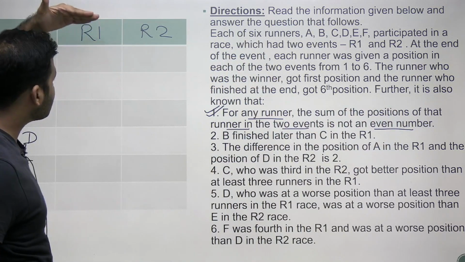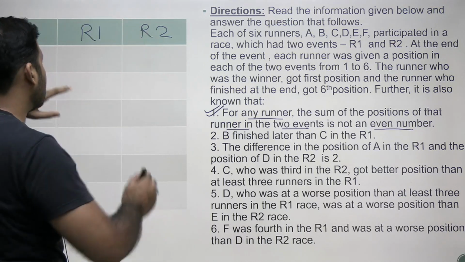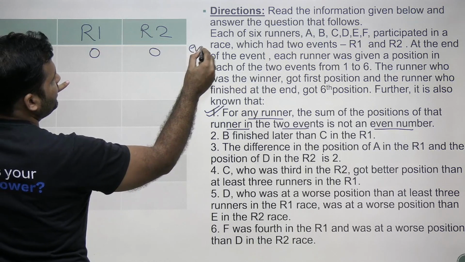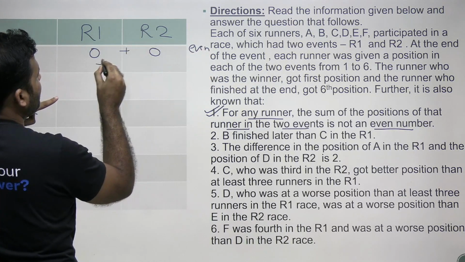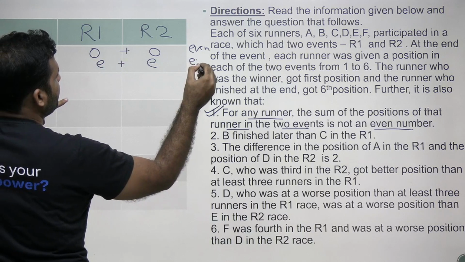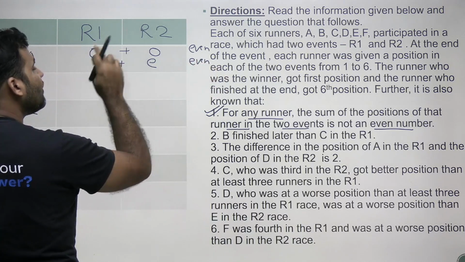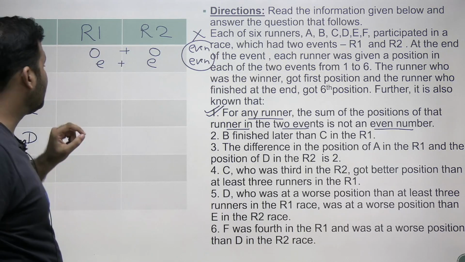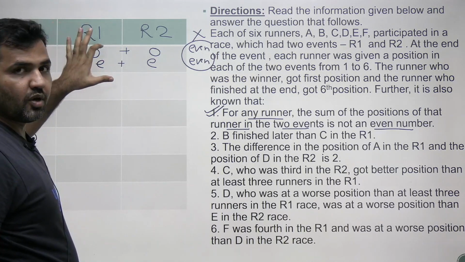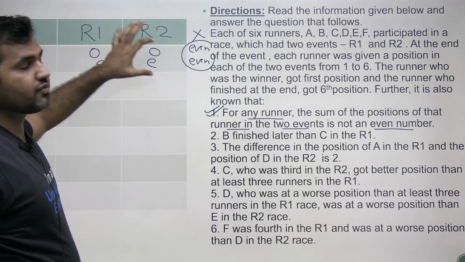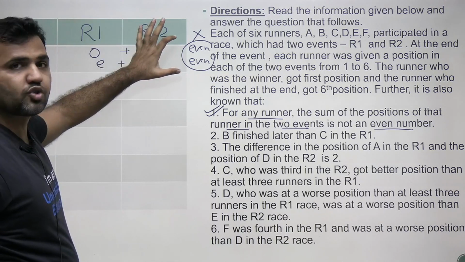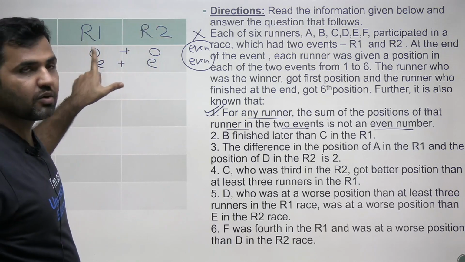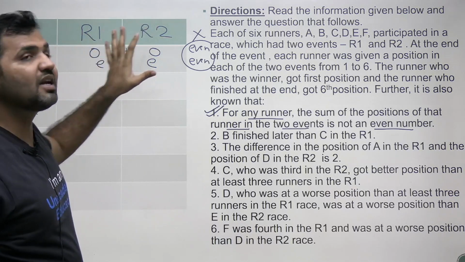Now, how do you get the summation of 2 values as an even number? Either both of the numbers should be odd, then I'll get the summation as even, or even plus even will also be equal to even. Now, the summation of both of the ranks should not be even. That means one of the ranks has to be odd, the other rank has to be even. If one of the ranks has to be odd, the other has to be even. That means both of these 2 ranks for a particular person should be different.